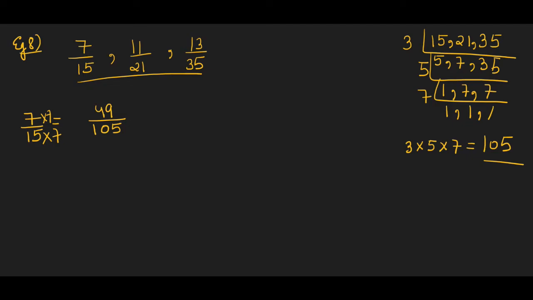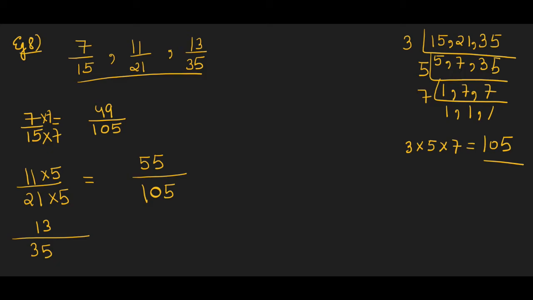Now coming to 11 upon 21. We need to multiply 21 with such a number that it changes into 105. If you multiply this with 5, 21 into 5 will be 105 and 11 into 5 will be 55. And the last one that we have is 13 upon 35. We will multiply 35 with 3, and on multiplying 35 with 3 we will get 105, and we will multiply 13 with 3, we will get 39.